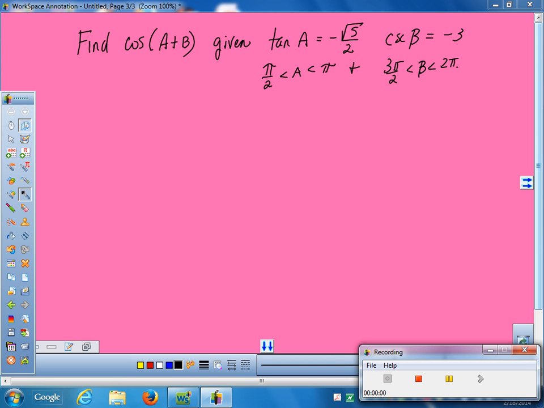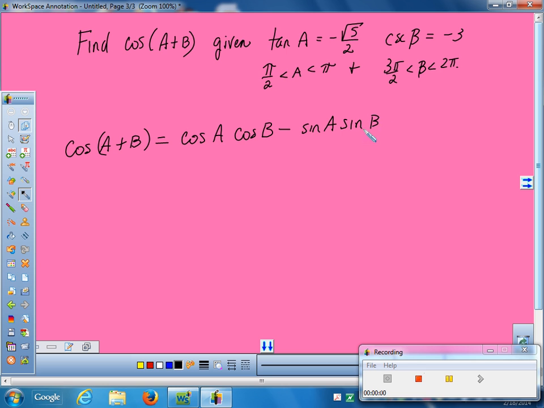If they want you to find the cosine of A plus B, it means somehow we've got to use that identity, and we have to figure out what the cosine of angle A is, the cosine of angle B, subtract the sine of angle A times the sine of angle B. You are going to have to find out what the number values are for every one of those four trig functions and fill them in here. Yes, our answer is going to be a number. We're going to come out with a number in the end.